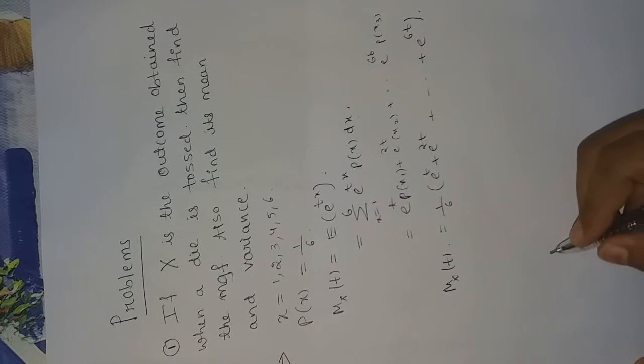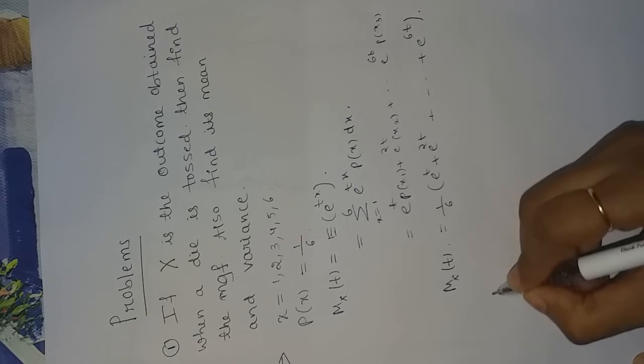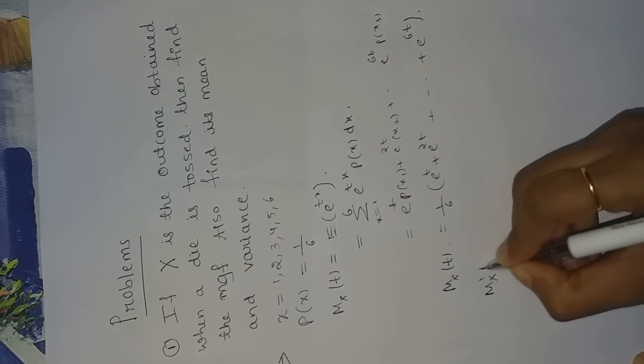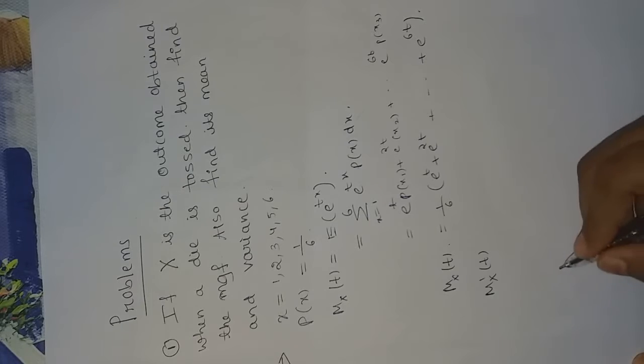So next, to find the expectation or mean of the random variable, we have to find M_X dash of t. That is the differentiation of M_X(t).